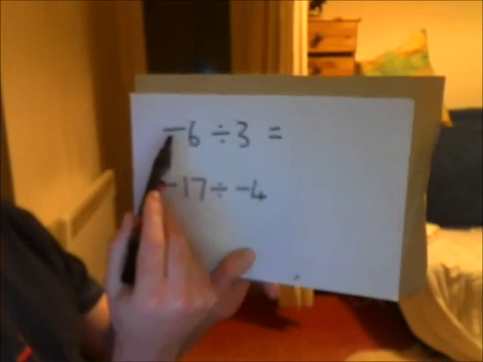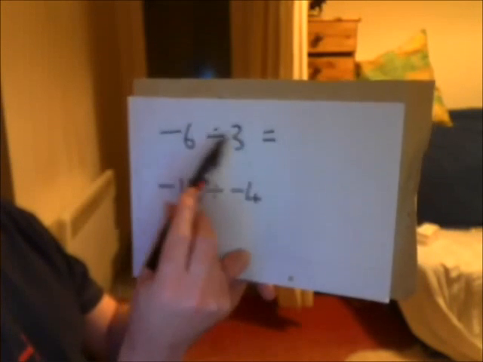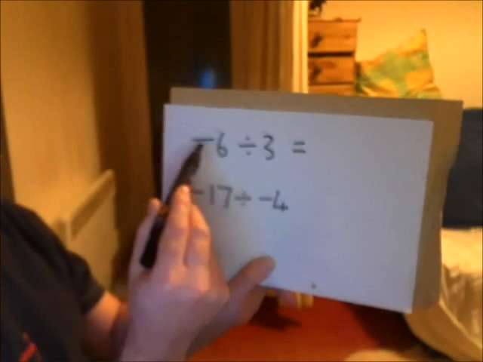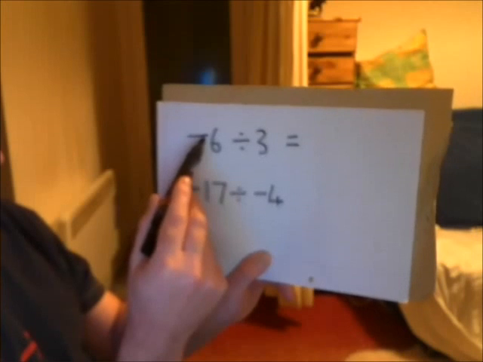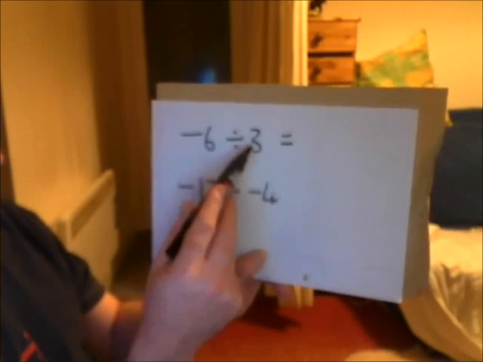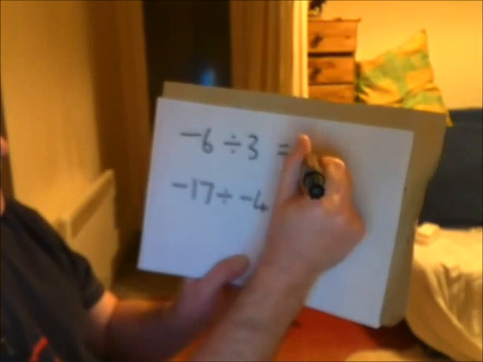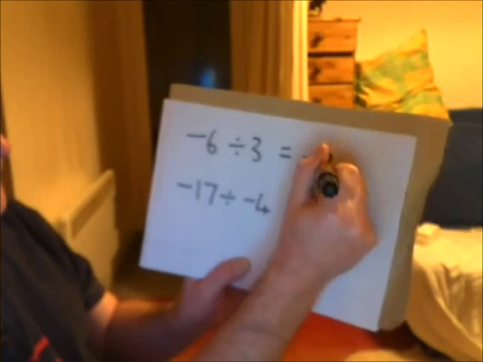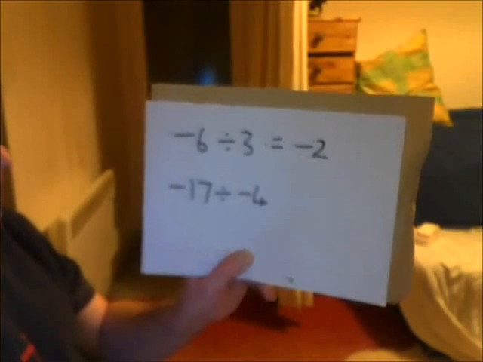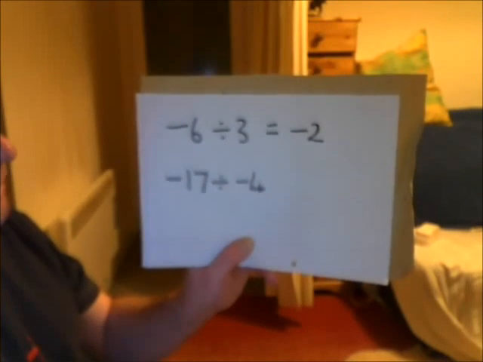Okay, simplify this slightly. Negative 6 divided by 3. Now this can be worked out in our heads without having to monkey around with improper fractions. Right. Okay, negative 6 divided by 3 is going to be negative 2, isn't it? You know, because 3 negative 2's go into negative 6.